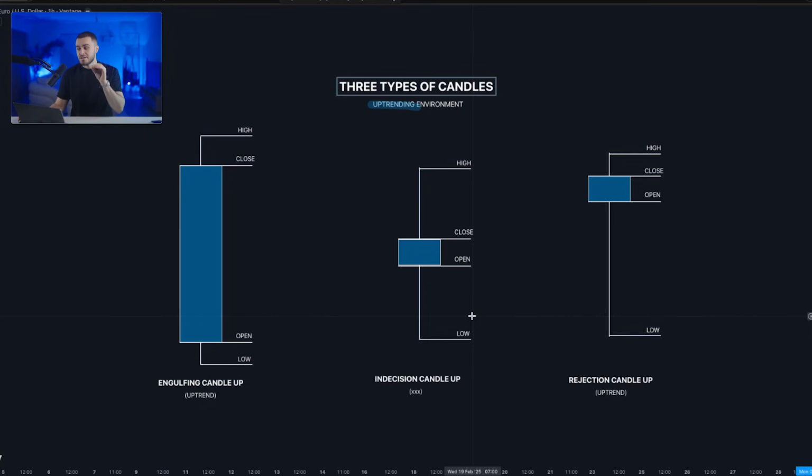Now, the difference, because many people actually get this confused, the difference between an indecision candle and a rejection candle is all to do with how price actually wicks on the bottom.